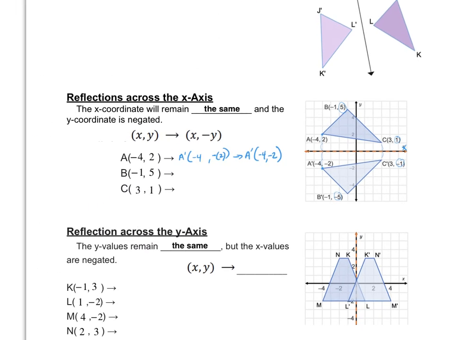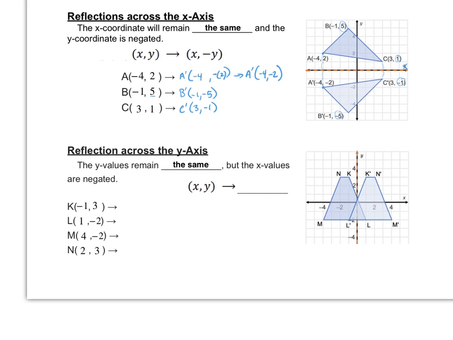B prime is going to be x, which is -1, and then -y, which would be a -5, because y was +5. And then C prime should be a 3 and a -1. And that is using your mapping for reflections over the x-axis.